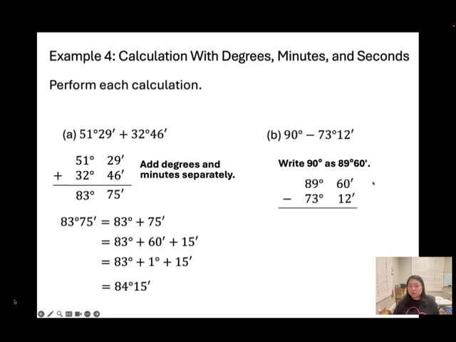Now, I'm going to use the vertical format to do the subtraction. So 60 minus 12, which is 48. And that will be 16 degrees. So this is going to be your final answer.